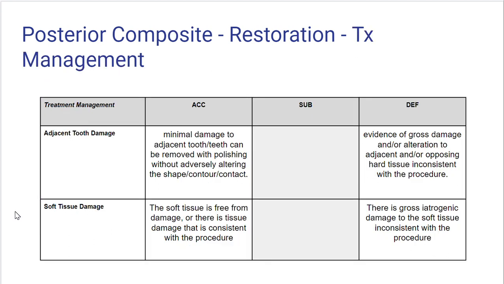And so, again, this treatment management category pops up. This is different. So adjacent tooth damage is actual damage to the adjacent tooth, whether you can remove it with polishing without altering the contact, or gross damage that's going to require restoration or is inconsistent with the procedure. And then you have the soft tissue damage again.